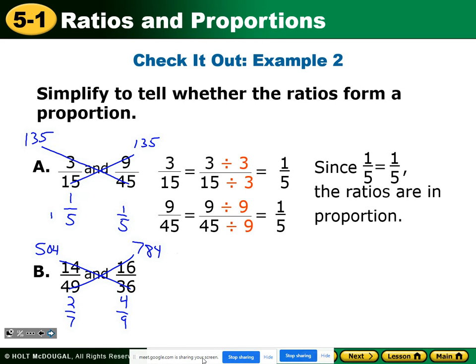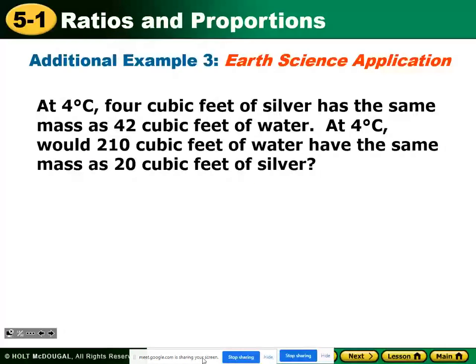We're filling these. All right, Michaela, on the next page, you're up. Oh, my gracious. At 4 degrees, 4 cubic feet of silver has the same mass as 42 cubic feet of water. Densities are the same. Okay. At 4 degrees Celsius, would 210 cubic feet of water have the same mass as 20 cubic feet of silver? So let's read the top sentence again. At 4 degrees Celsius, 4 cubic feet of silver has the same mass as 42 cubic feet of water.